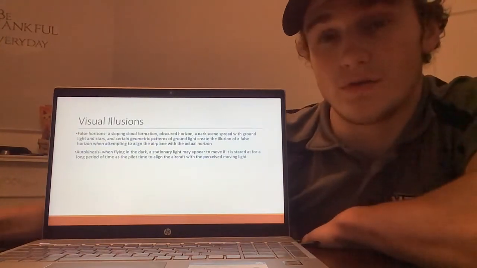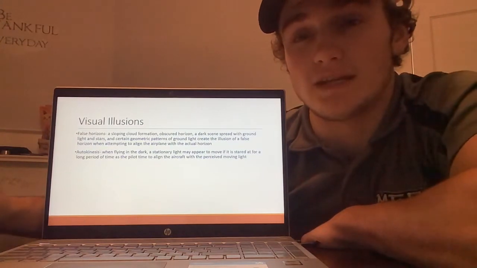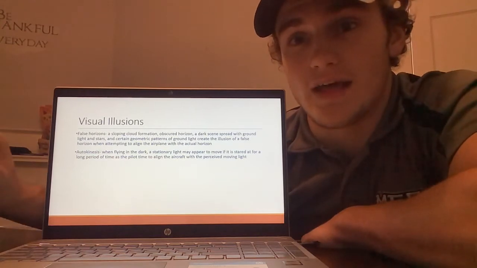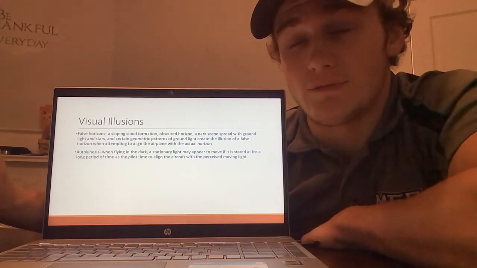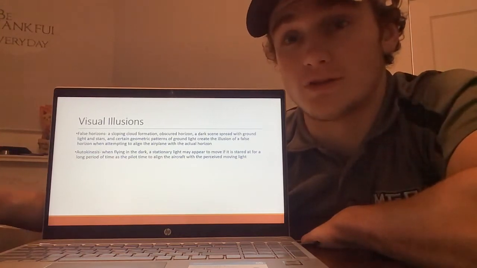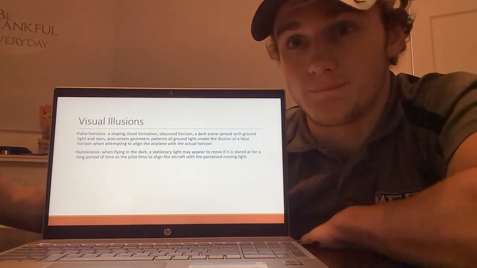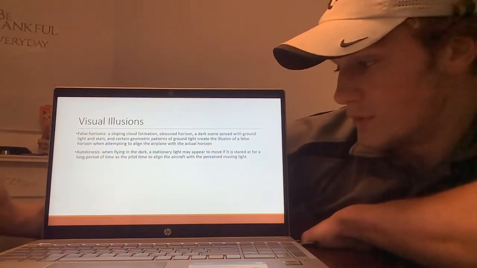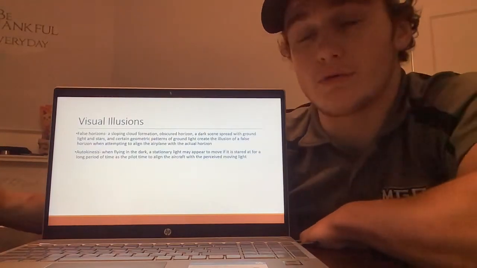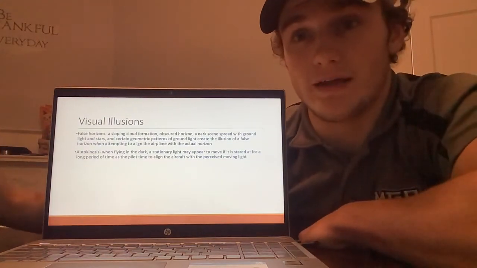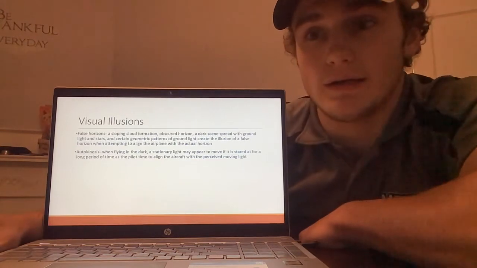The next one is autokinesis. Say you're flying at night and you see a light, and after staring at it for a long period of time, that light starts to move. And what will happen is the pilot will move the aircraft based on the perception of that light and where it needs to be.